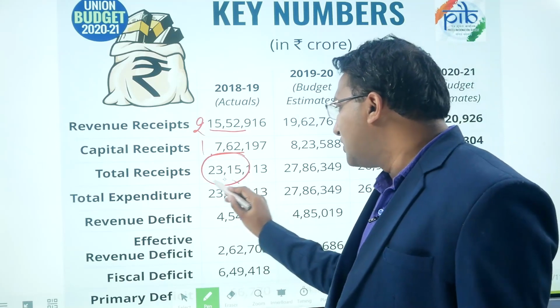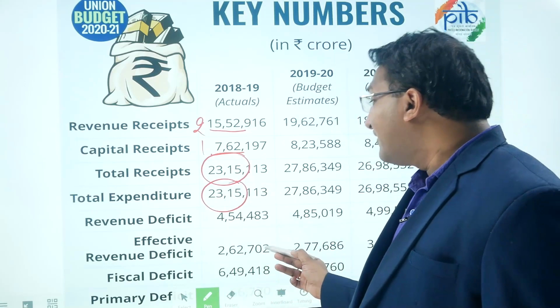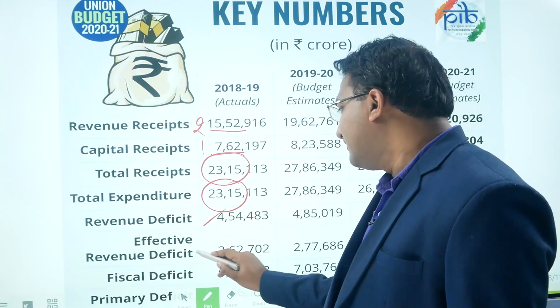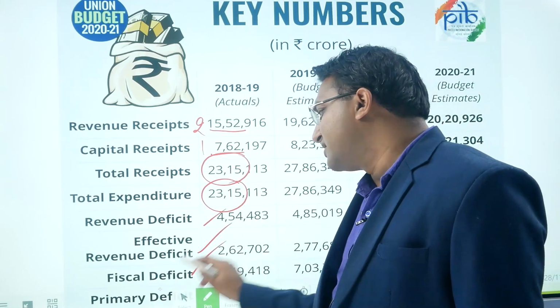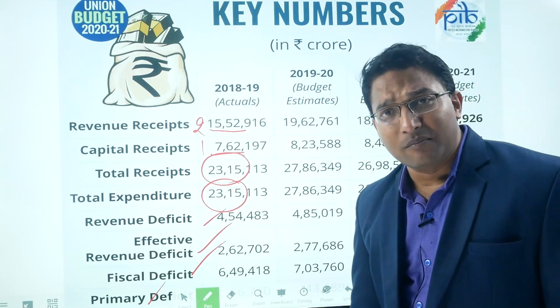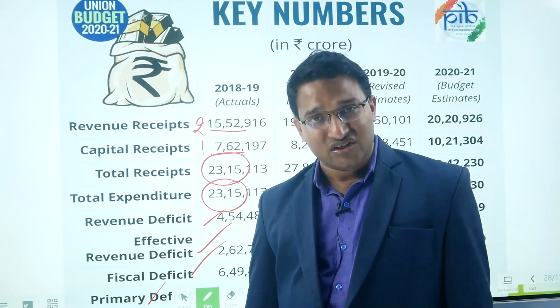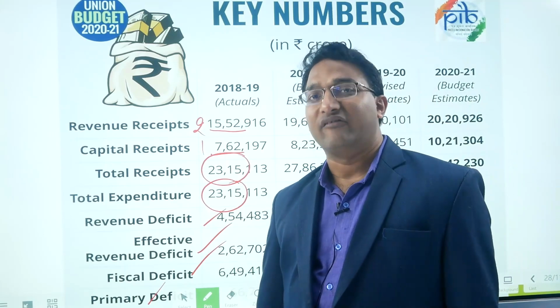Total expenditure is 23.15, right? Revenue deficit, effective revenue deficit, primary deficit and fiscal deficit, all of them have been given. You do not need to remember the figures. You just need to remember how much percentage of GDP is the deficit.